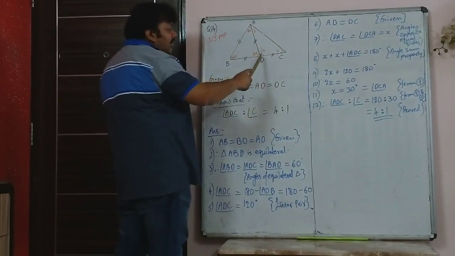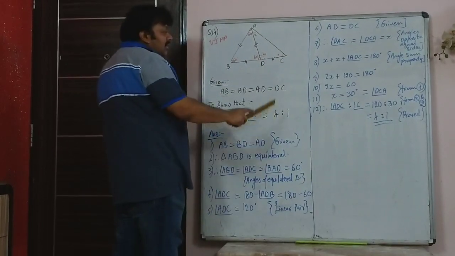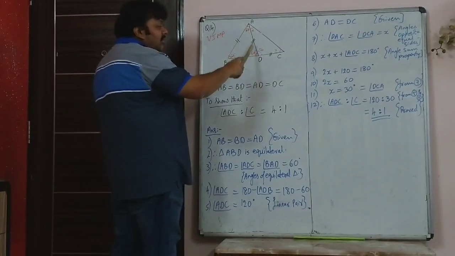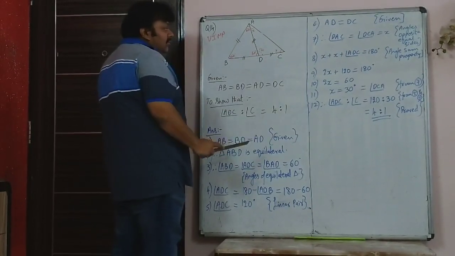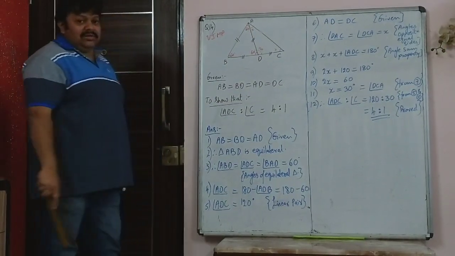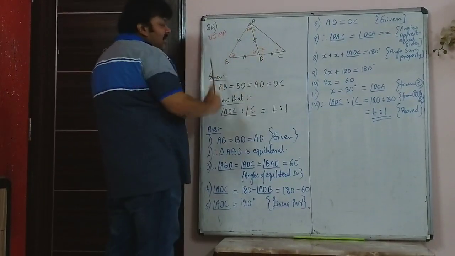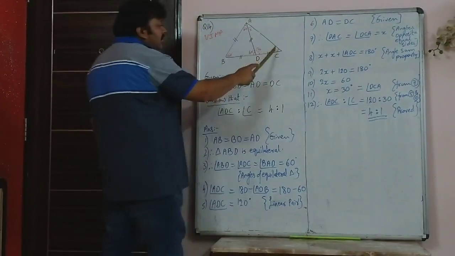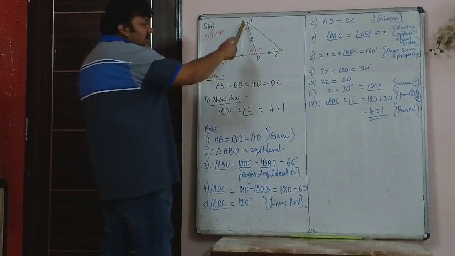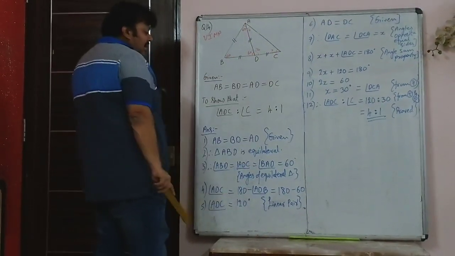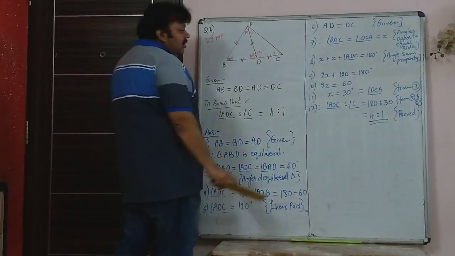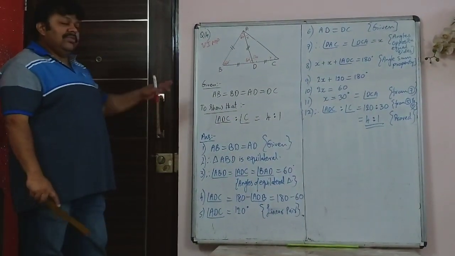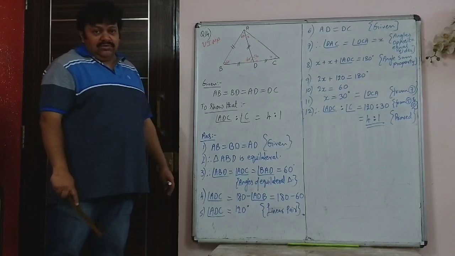Then you go to triangle ADC. In this, this angle is already 120 and those two angles will be equal because already AD is equal to DC. So we will consider them as x each. So x plus 120 is 180. So when we solve it, we get x is equal to 30 degree. So these two angles are 30. So the ratio of ADC is to angle C is 120 is to 30, and 120 is to 30 is 4 is to 1. So such sums will and can be asked.